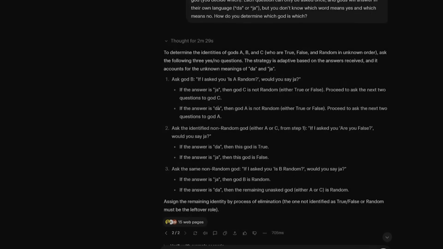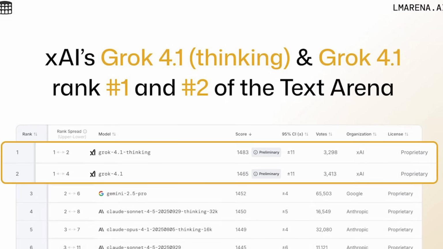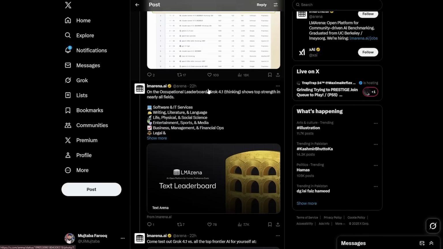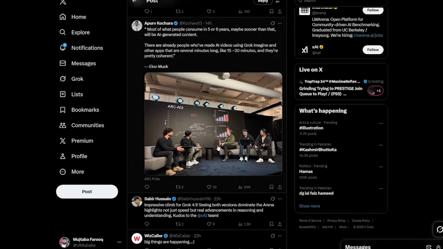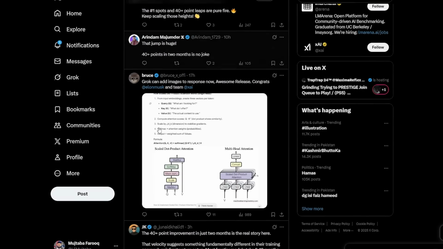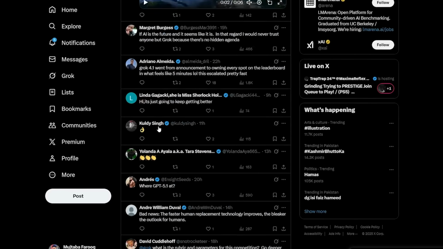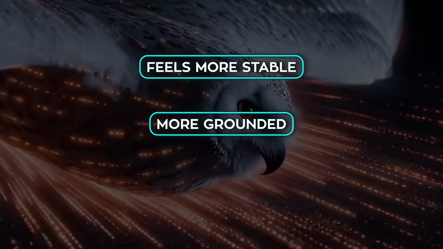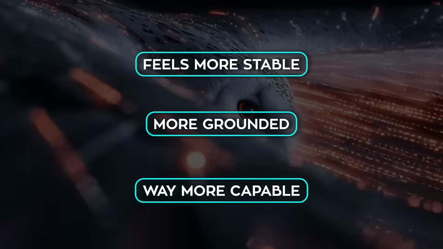By the evening, LMSYS posted the official leaderboard with both Grok 4.1 models sitting at the very top, and the whole feed turned into predictions about how long those scores would hold. Overall, the vibe across X was that 4.1 did not just get bigger, it actually feels more stable, more grounded, and way more capable. That is where we will wrap it up.